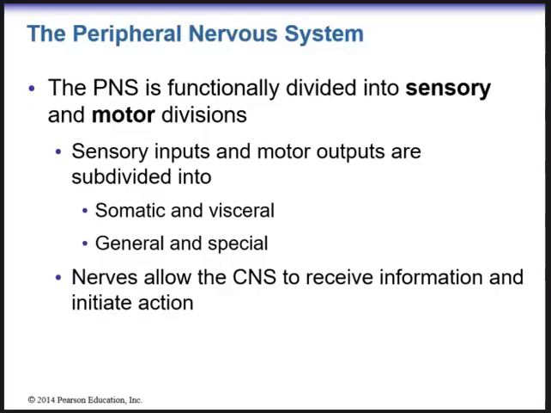So the peripheral nervous system is functionally divided into sensory and motor divisions. Sensory inputs and motor inputs are subdivided into somatic and visceral, and then general and special. Now, nerves allow the central nervous system to receive information and then initiate action.